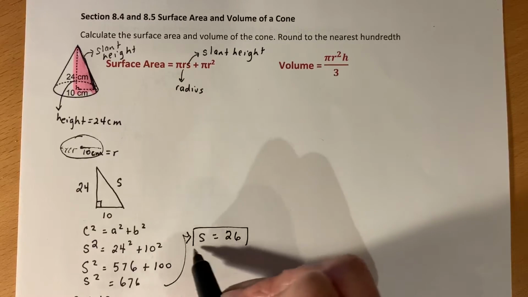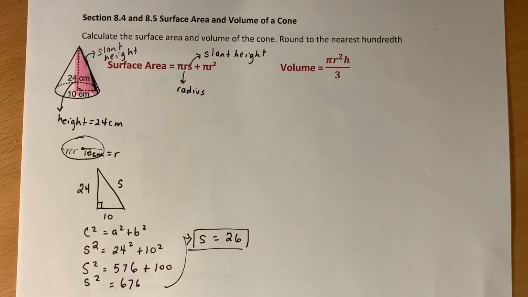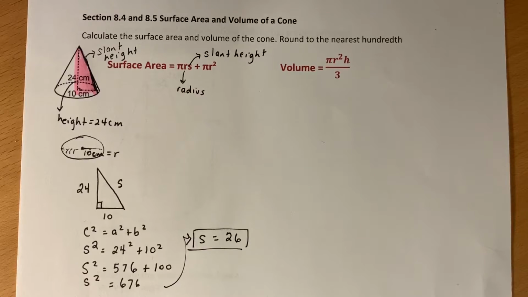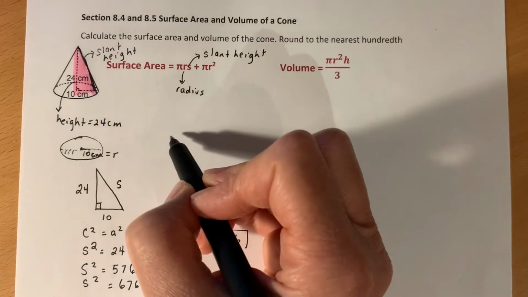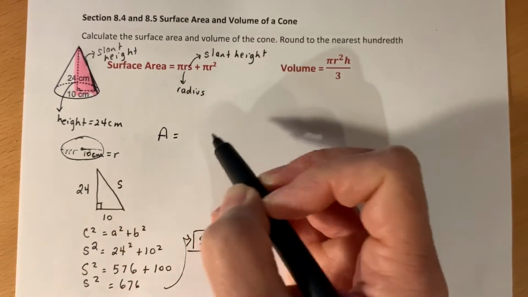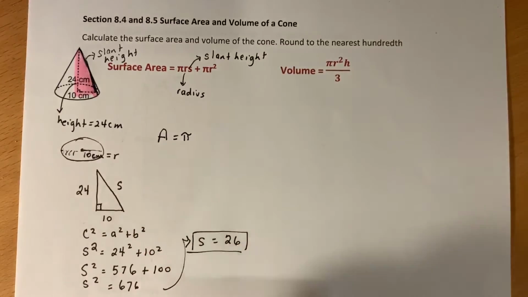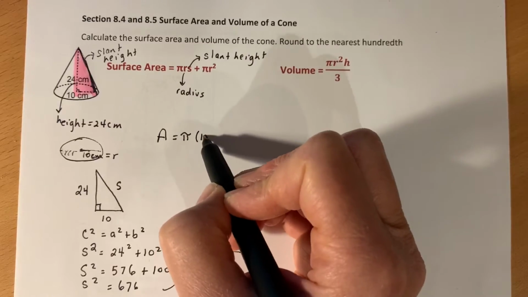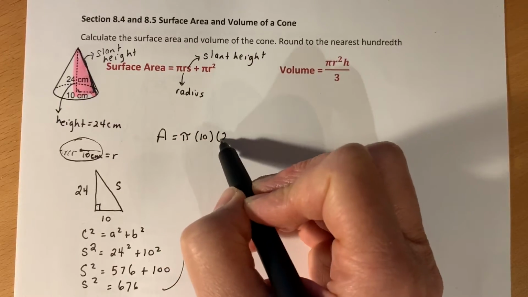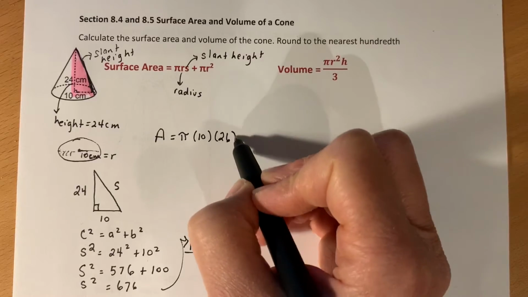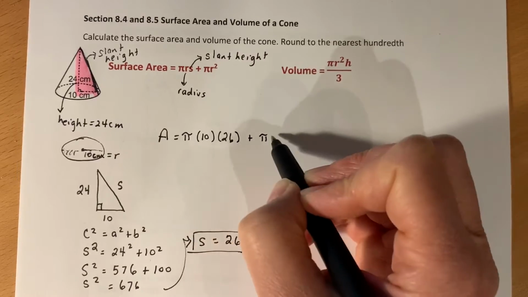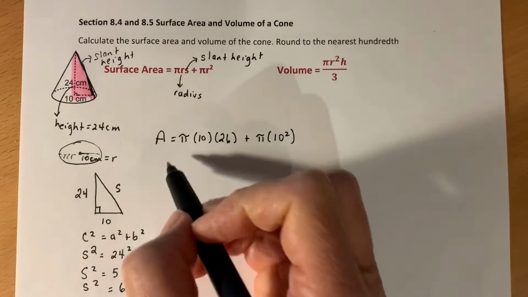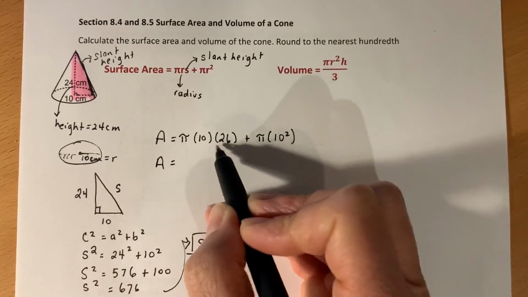Okay, so I'm going to need this for my formula. So if this isn't given, you find it first. Now I'm going to find my area. I'm going to use the pi button on my calculator. I know my radius is 10. I know my slant height is 26. Then I'm going to add pi, and then I'm going to take my radius and I'm going to square it.